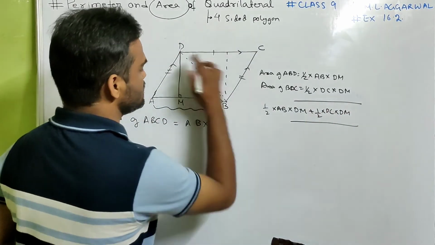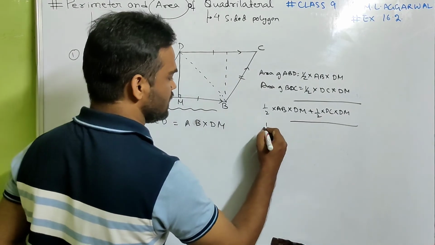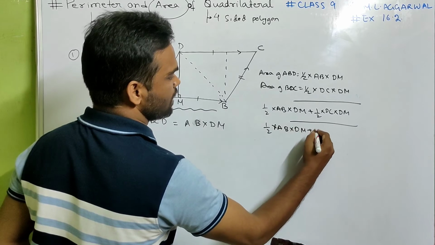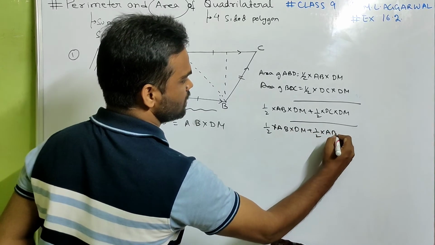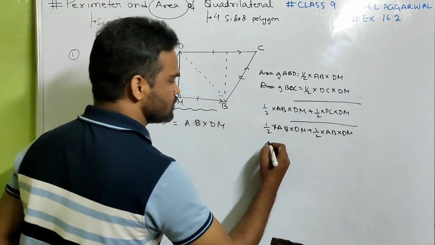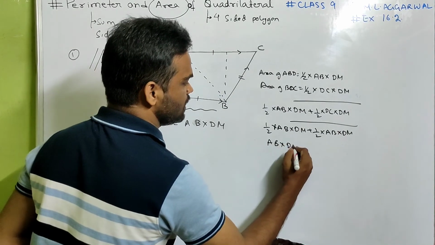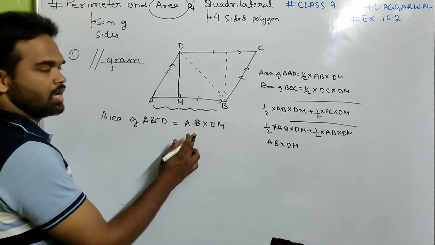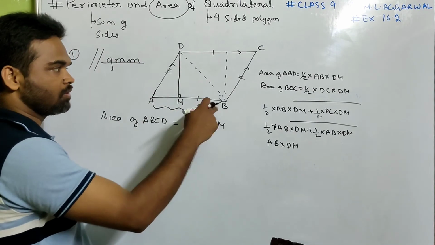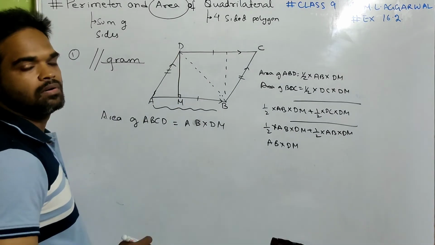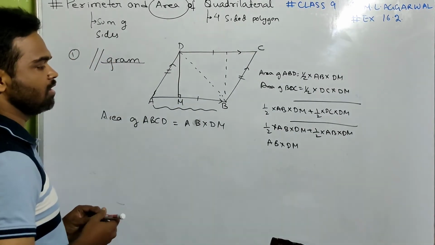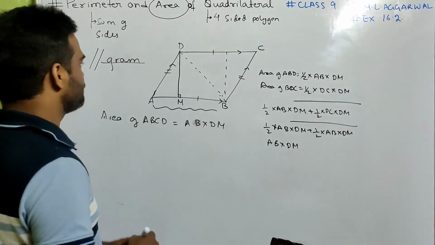Now look carefully. DC and AB are equal. So can I write half into AB into DM plus half into AB into DM? These two are same. So half plus half gives you 1. So this will be AB into DM. So area of a parallelogram is base into altitude on that particular base from the vertex. Clear? Sure. This was area of a parallelogram.